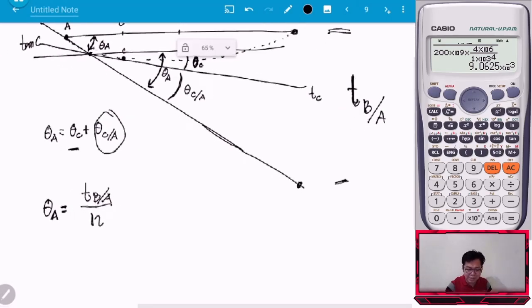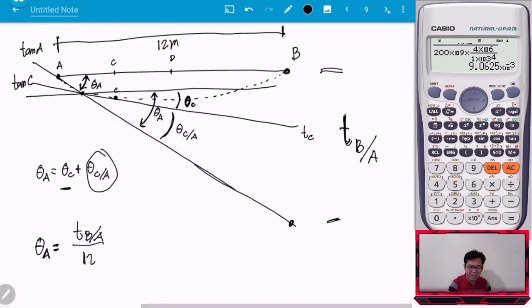Now, sir, di ba sir the slope, sir, that is actually an angle? Why did you just use ratio and proportion, sir? Shouldn't that be arctan, sir? Because that is an angle, the interior angle, no? Then opposite is TBA, and adjacent is 12 m. Di ba sir the angle should be arctan.